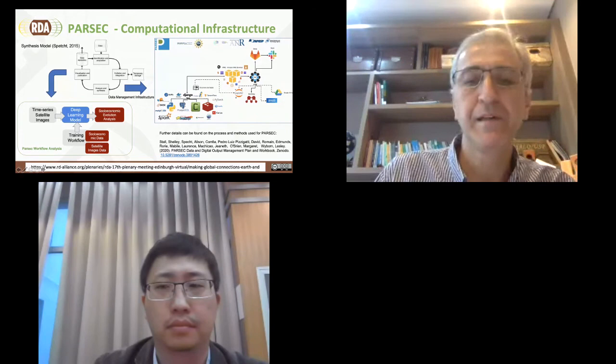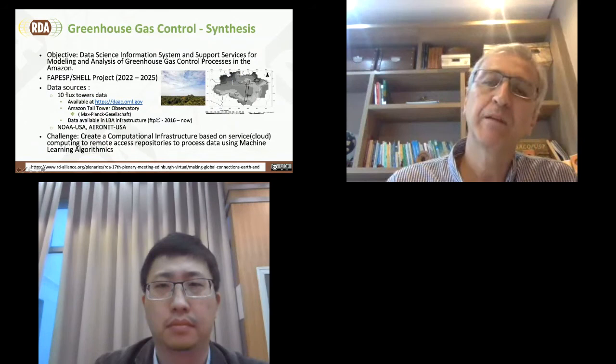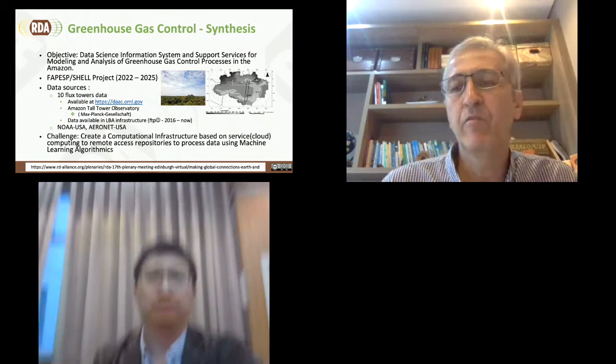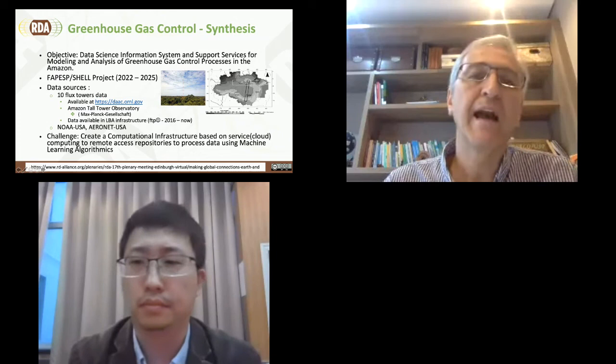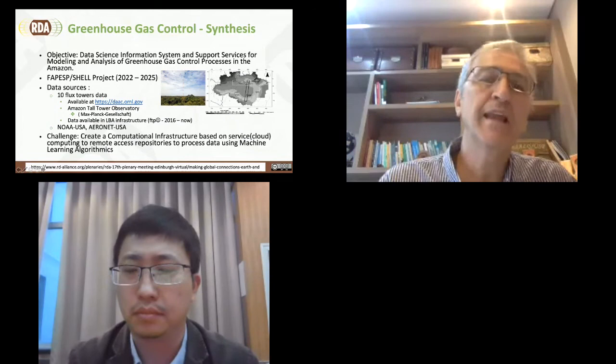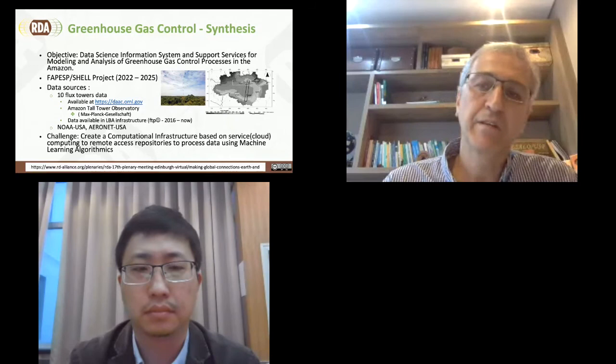So I will talk about one very important project that we are starting in Brazil, that is involving most institutions in Brazil. The objective of this project is to deploy a data science information system and support services for modeling and analysis of greenhouse gas control process in the Amazon.